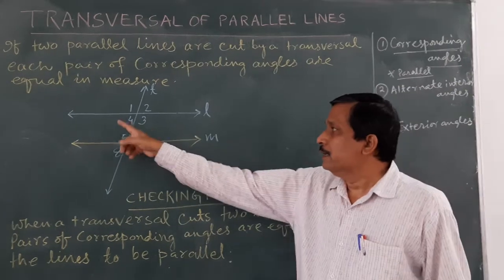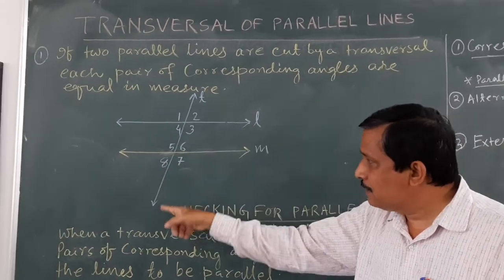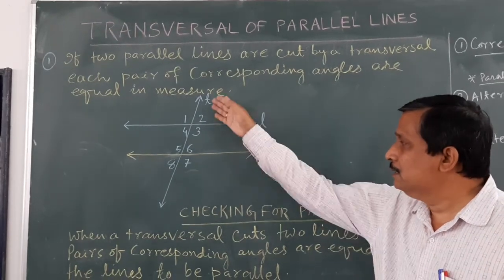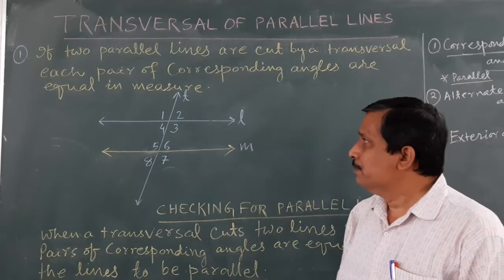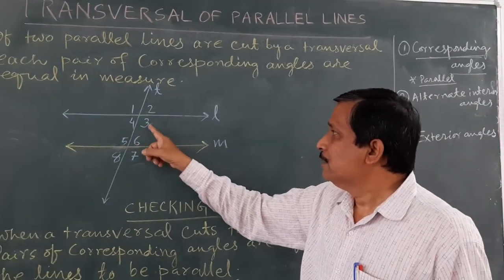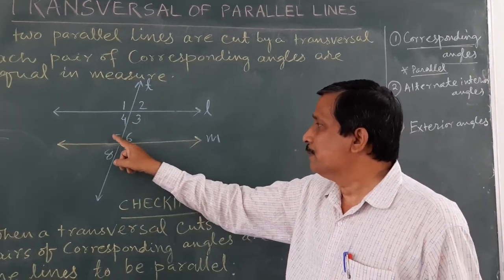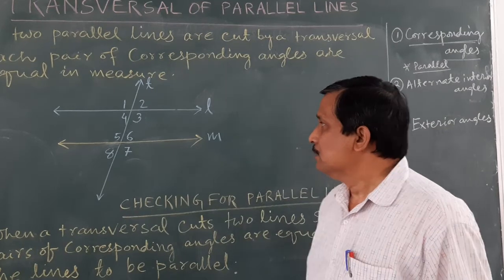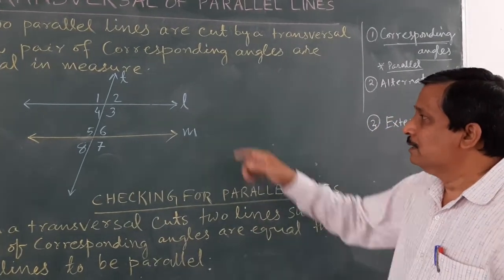So here L is one line and M is one line, and T is the transversal of L and M line. And if you write here, you will get four angles, 1, 2, 3, 4. Here also four angles, 5, 6, 7, 8. So these are the different lines, that is L and M line.